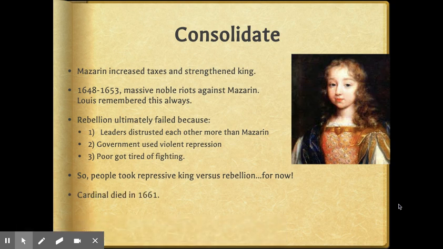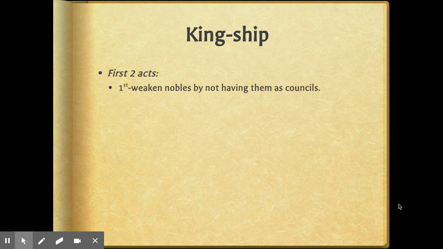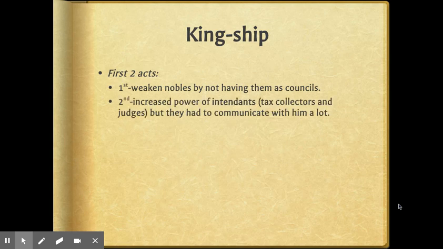And so when the cardinal dies in 1661, now Louis is going to take over. At this point, Louis is 23 years old. First things he does, weakens the nobles. He says, I'm not going to trust just nobles. I'm not going to have them as my councils anymore, but I'm going to have the intendant, which is a lovely French word, they're tax collectors. He's going to have them have more power. So the tax collectors have more power to do whatever necessary to get money. The nobles are going to be weaker.